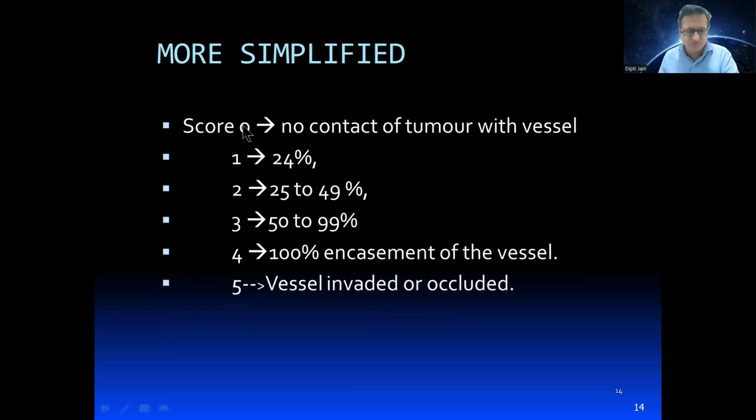So you can remember: 0 is no touch, 1 is up to 25% touching around the vessel circumference, score 2 is 25 to 49%, score 3 is 50 to 99%, score 4 is 100% encasement, and score 5 is when the vessel is invaded or occluded.